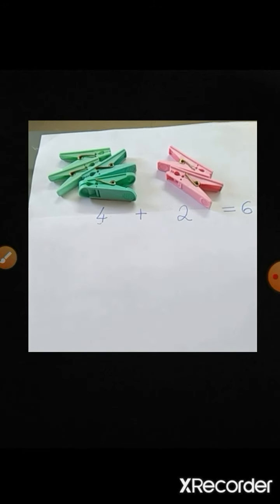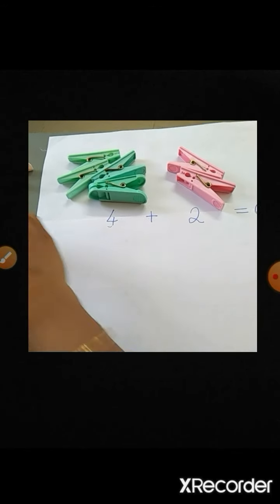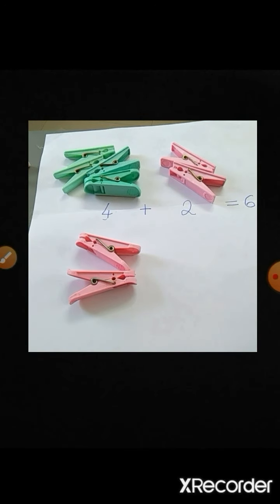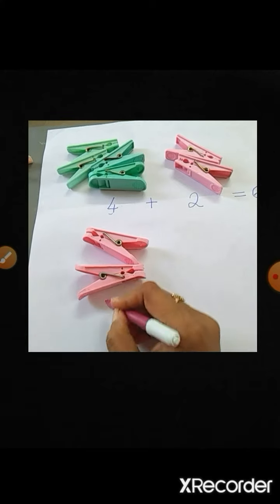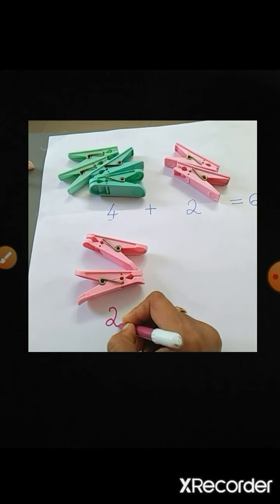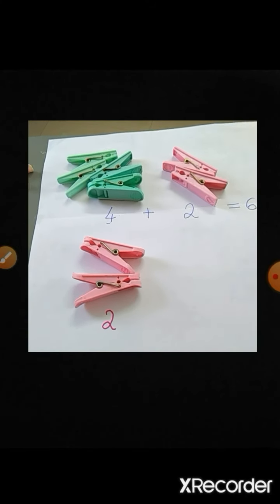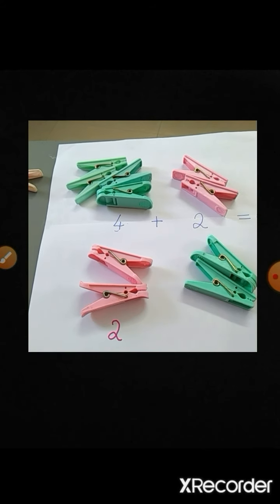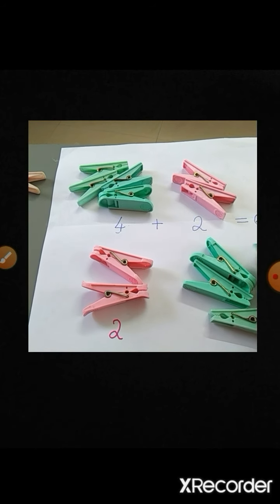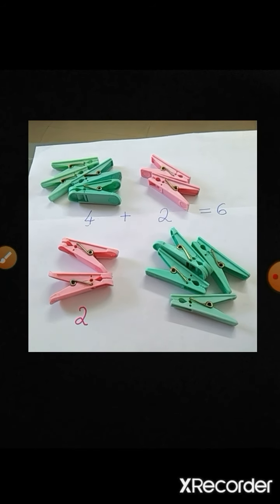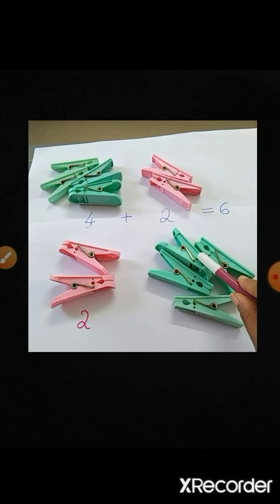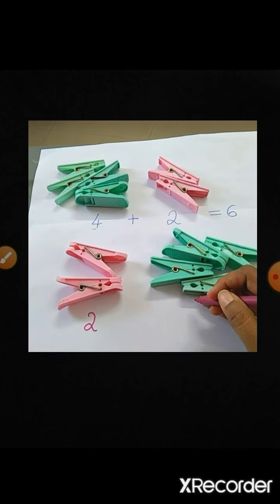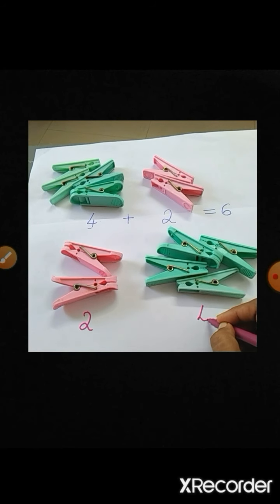Now what I will do is, I will take 2 pink cloth pegs. How many have I taken, children? Yes, I have taken 2 pink cloth pegs, and I have also taken some green pegs. Just see here how many I have taken. Yes, you can count them. Count with me. 1, 2, 3, 4. So for this I am writing here 4.